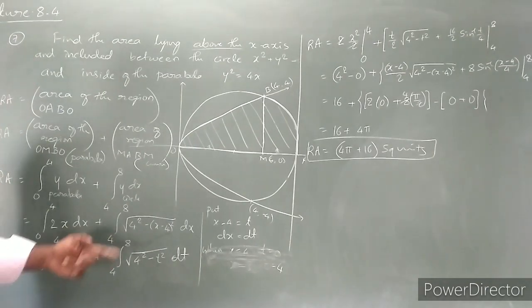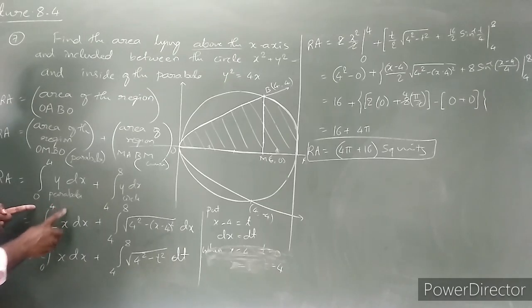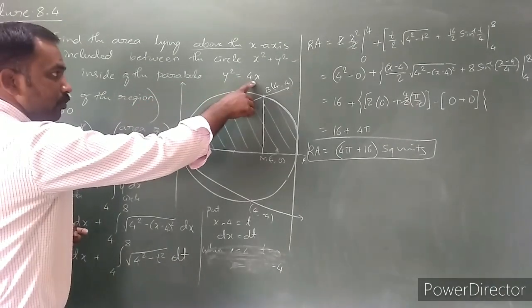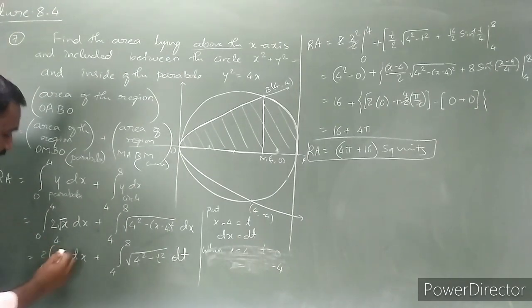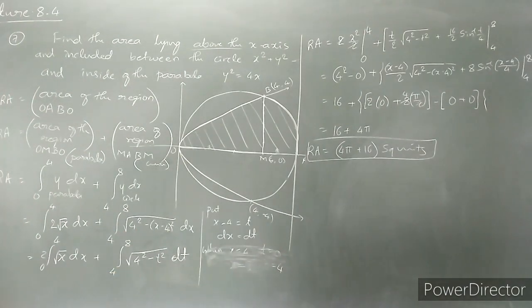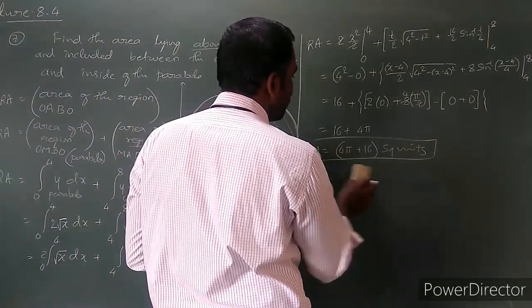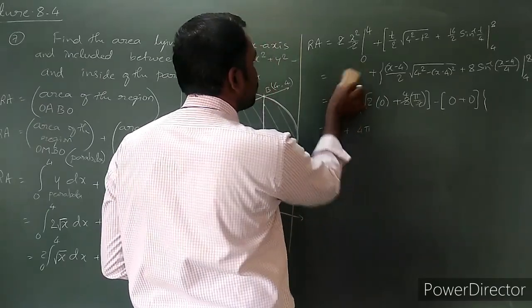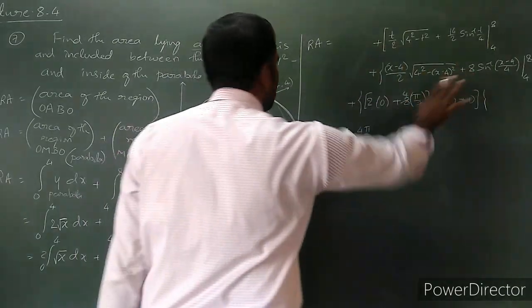Yes, here we made a small mistake. What is the mistake? The parabola is 2 into root x, because y square is equal to 4x, root of 4 is 2, so 2 into root x. Here it is root x. Okay, sorry for the inconvenience. Only the root x integration part will be changed. Nothing to worry. The remaining part is okay.